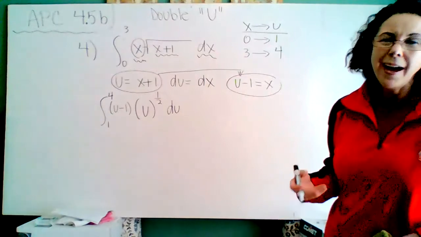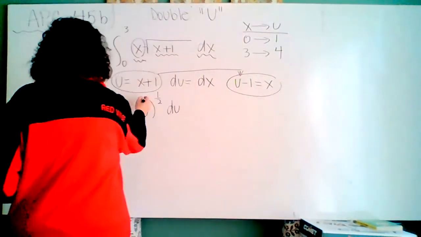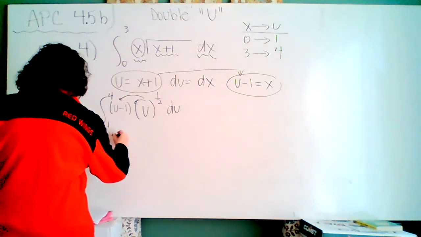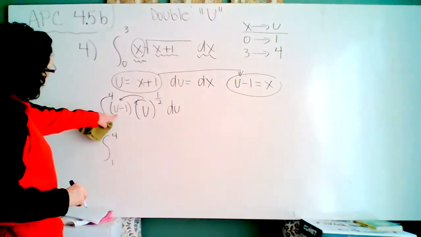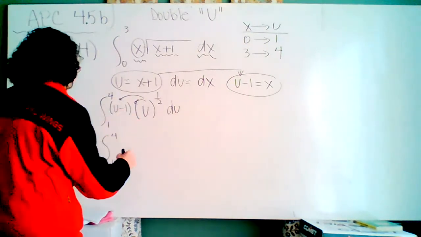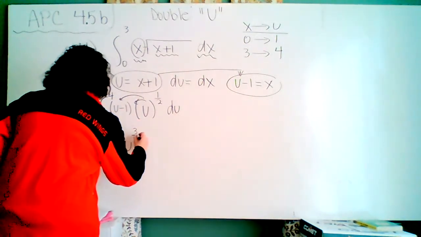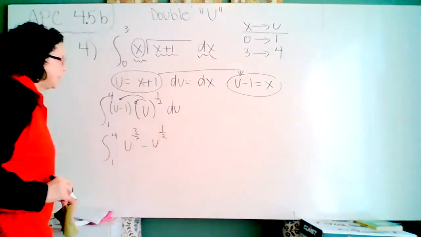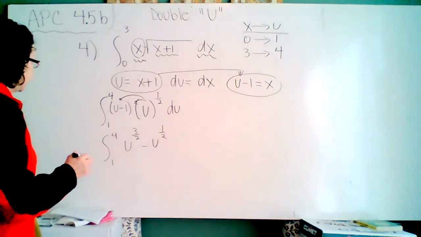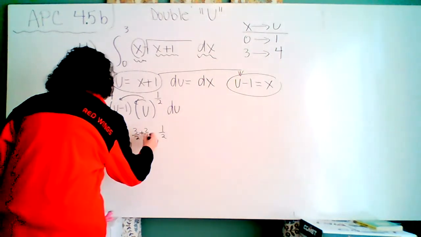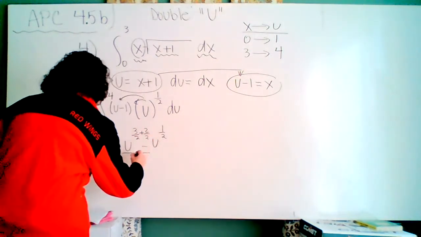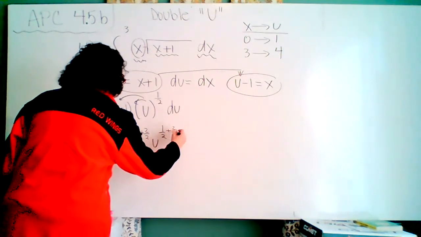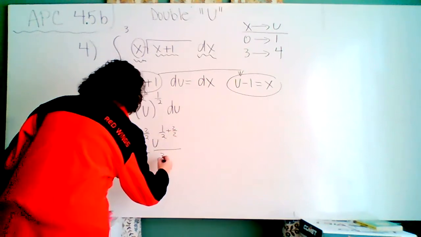Okay, so I need to do a little bit of work here before I integrate. I'm going to distribute the u to the 1/2 to both terms. So this is u to the first times u to the 1/2 is u to the 3/2 minus u to the 1/2. Okay, let's integrate. I'm going to add 1 to the exponent and divide by the new exponent.